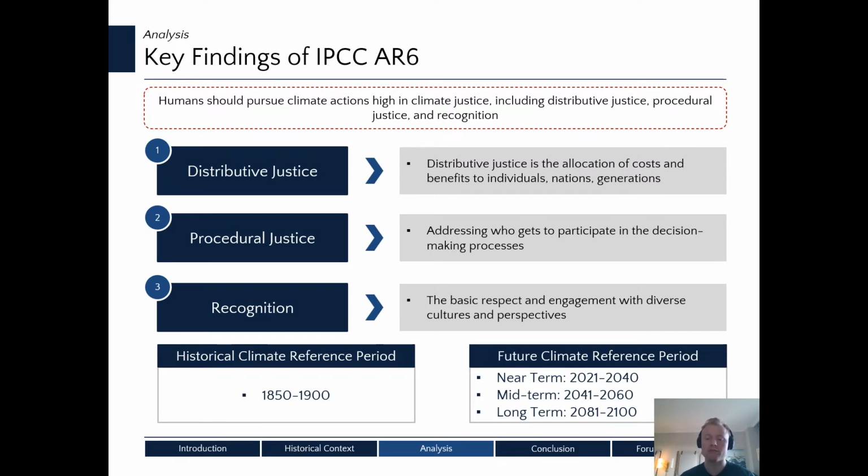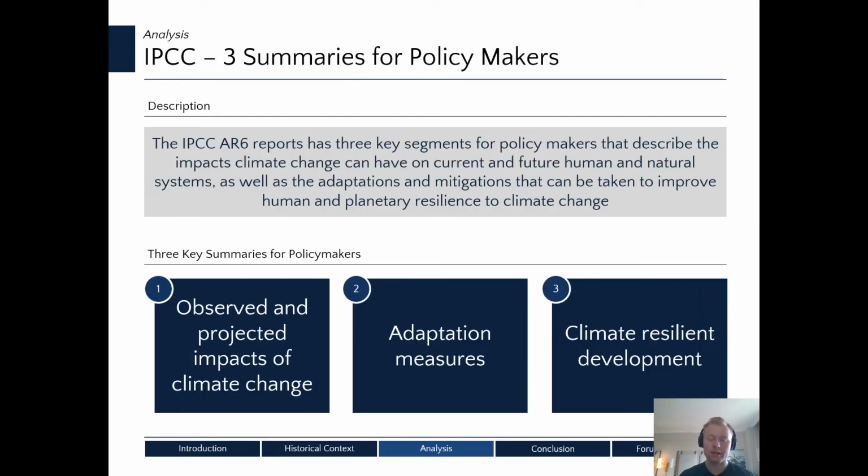We also have midterm implications from 2041 to 2060, as well as long-term from 2081 to 2100. The IPCC outlines three main summaries for policymakers, and they describe the impacts climate change can have on current and future human and natural systems, as well as the adaptations and mitigations that can be taken to improve human and planetary resilience to climate change. Now, these three key summaries are observed and projected impacts of climate change, adaptation measures, and climate resilient development.